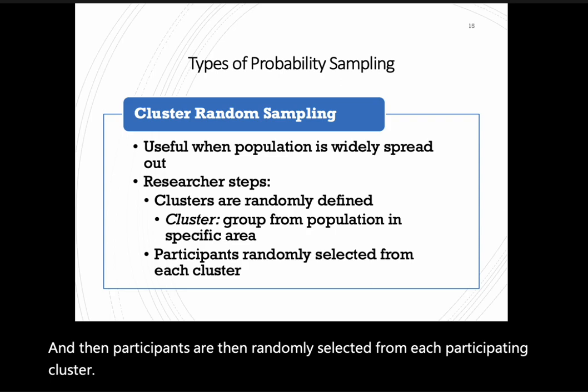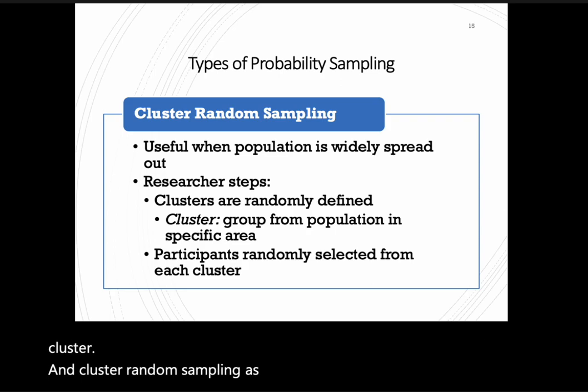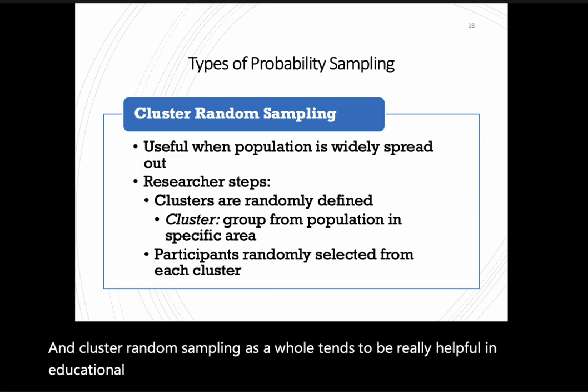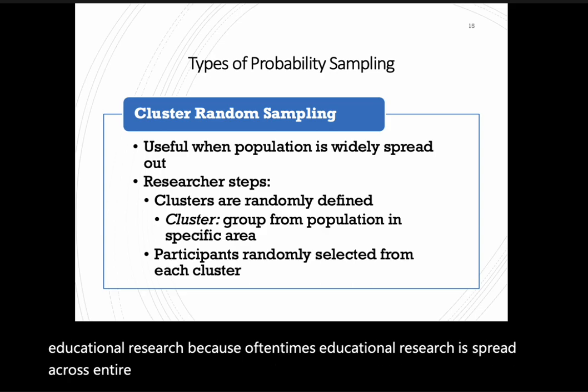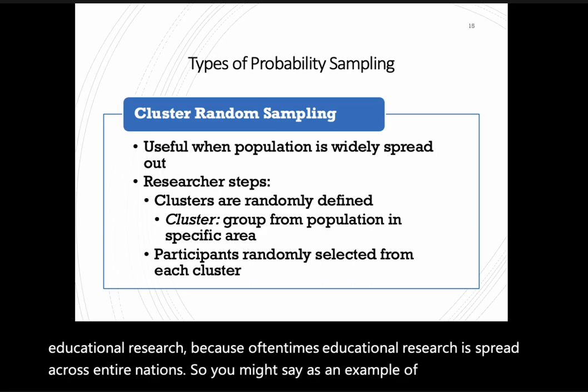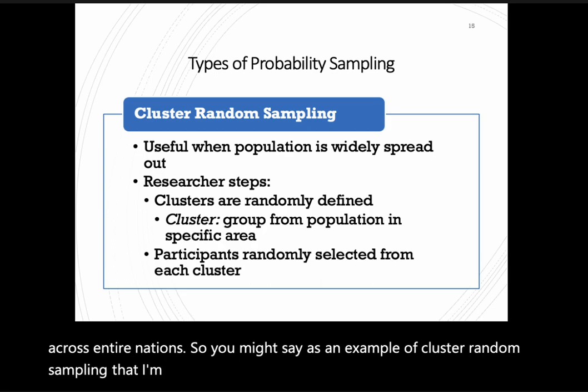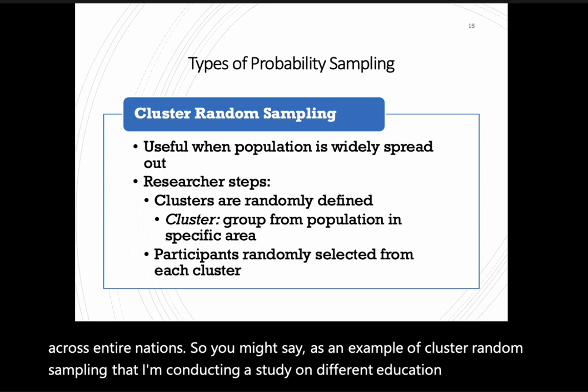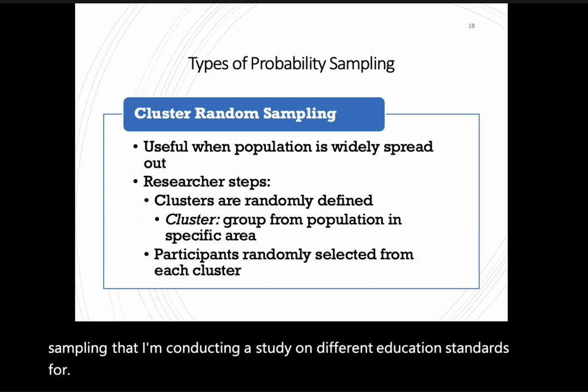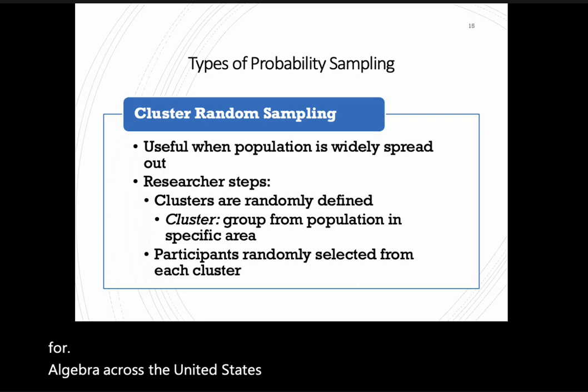And cluster random sampling as a whole tends to be really helpful in educational research because oftentimes educational research is spread across entire nations. So you might say, as an example of cluster random sampling, that I'm conducting a study on different education standards for algebra across the United States. And I want to know what it is across the entire United States.